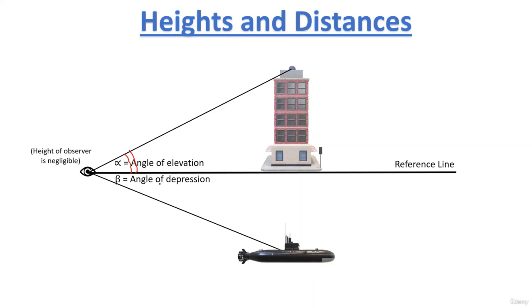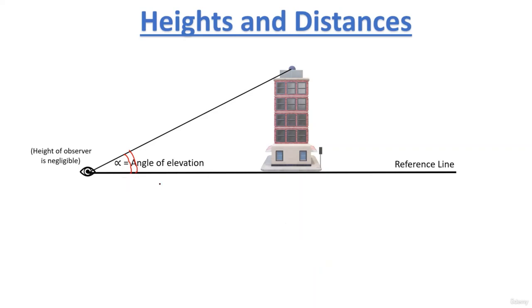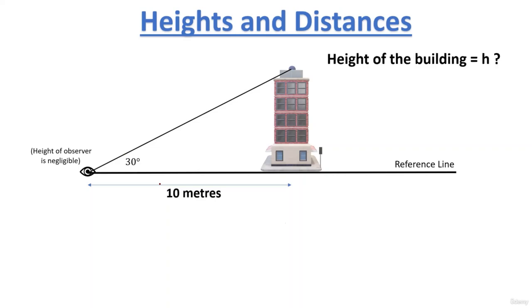Now what we have to do in this case, guys, is consider the angle of elevation and depression, and given some distances, you have to find out the unknown distances. So I'll give you an example now. Suppose I tell you the angle of elevation is 30 degrees of the top of the building, and the distance of the building from the observer is 10 meters. And I'm supposed to find the height of the building.